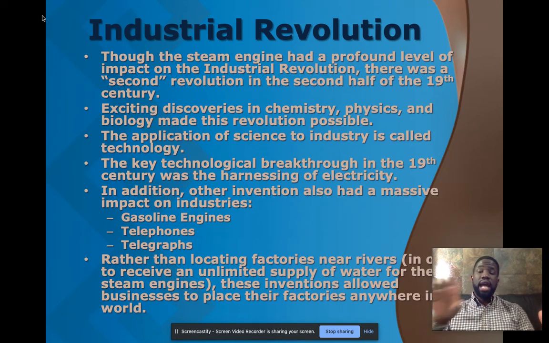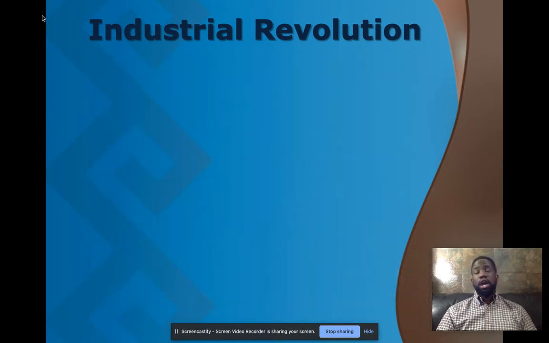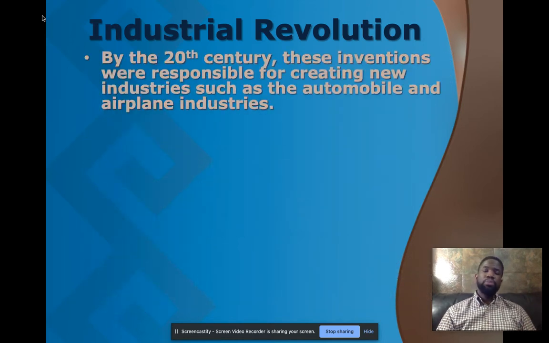Now, since things are transitioning from water based and steam to gas, you no longer need to position your buildings near bodies of water. You can position them anywhere in the world. So this gave businesses the flexibility to position their factories wherever they saw fit. Make sure you bear that in mind: gasoline engines, telephones, as well as telegraphs.